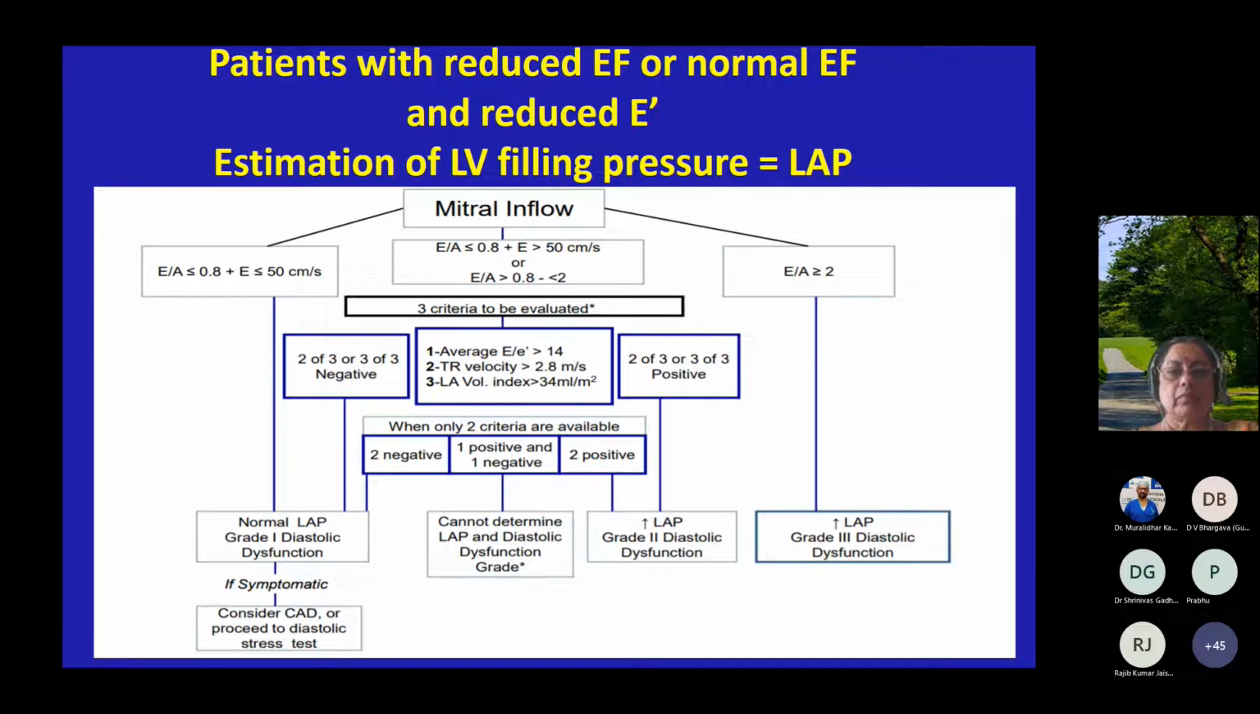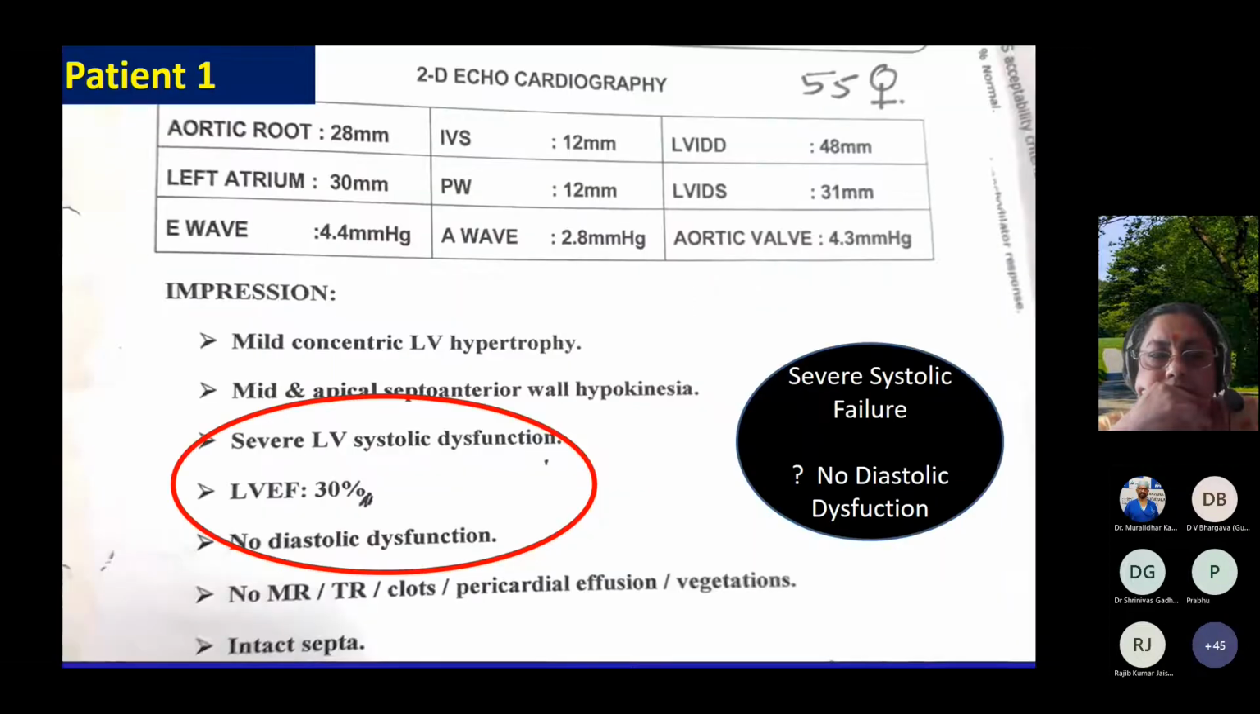This is when there is any problem with the left ventricle, or already there is hypertension and ischemic heart disease. This chart is used, but it is complicated, as told by many people, and that is why the LS trend is coming up, which I will just go through rapidly. So I'll just show you a few echo reports.